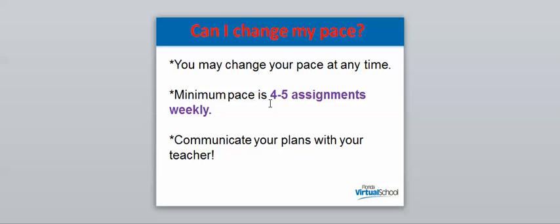So we want to make sure that you communicate with your teacher if you have something going on, and that you do still submit the minimum amount of 4 to 5 assignments a week. The summer pace is usually about 8 to 9 assignments a week, but if something happens and you need to drop it down a little bit, please still continue to submit the minimum of 4 to 5 assignments weekly. That is the general amount we use to make sure that you are learning the material in this specific course.